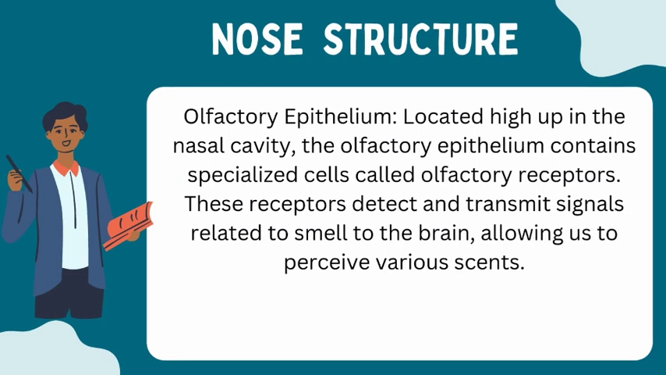Fourth, olfactory epithelium. Located high up in the nasal cavity, the olfactory epithelium contains specialized cells called olfactory receptors. These receptors detect and transmit signals related to smell to the brain, allowing us to perceive various scents.